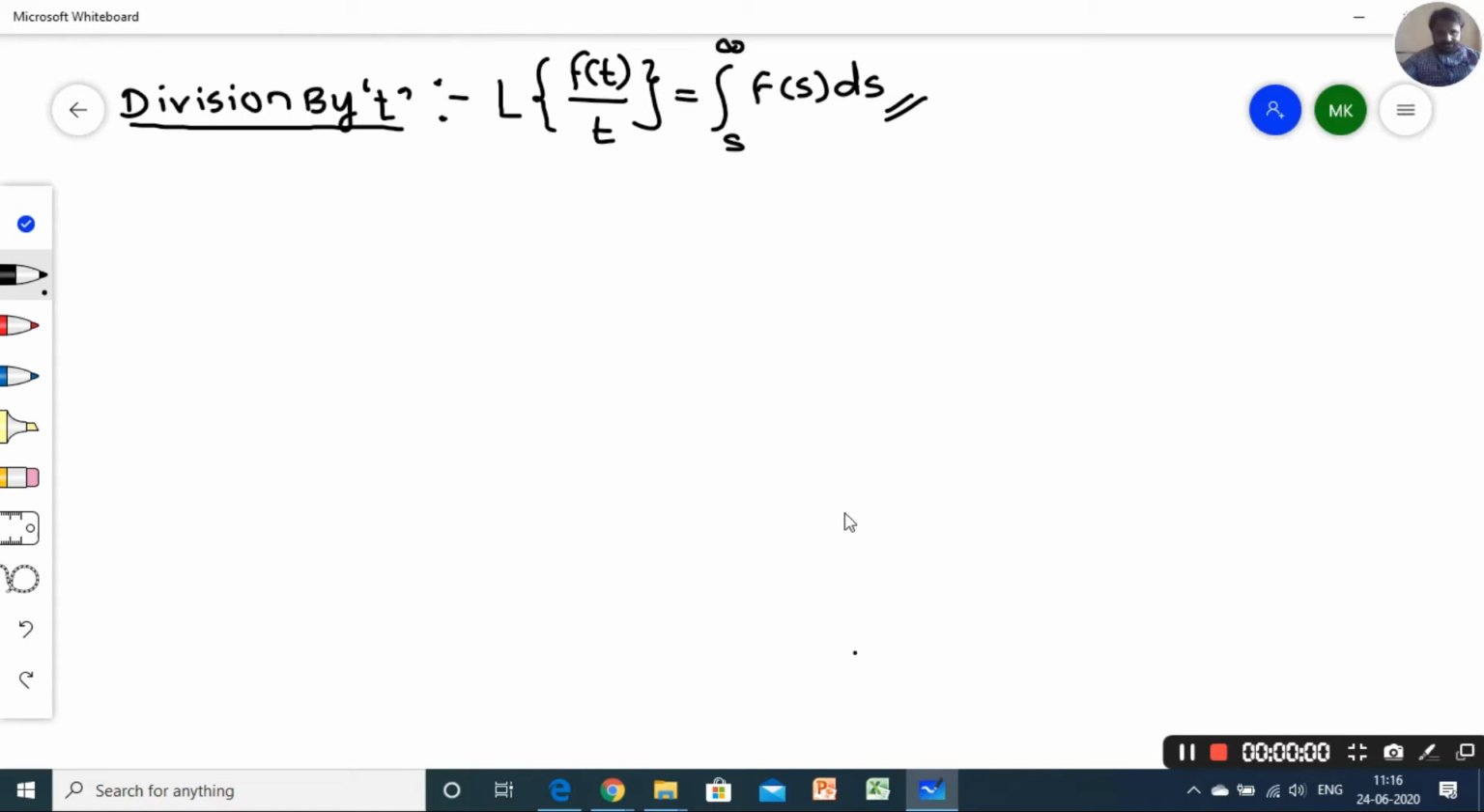This is the division by t theorem. As I told, Laplace of f of t upon t is equal to the integral from s to infinity of f of s into ds. Now, before I start problem solving, first of all I have to make two concepts clear.